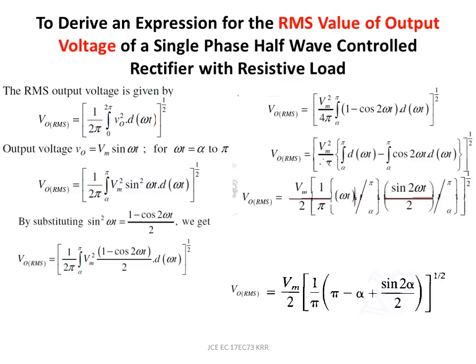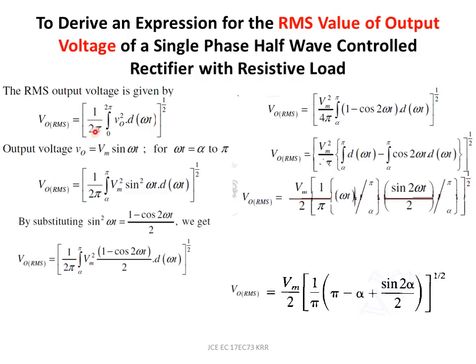So to derive that, the root mean square voltage is given by V naught RMS equals 1 upon pi, integral from 0 to 2 pi of V naught squared. This square term, the root mean square term, is coming because we are using V naught squared d omega t. And V naught is Vm sin omega t, that is the formula for V naught, and omega t is going to go from alpha to pi.